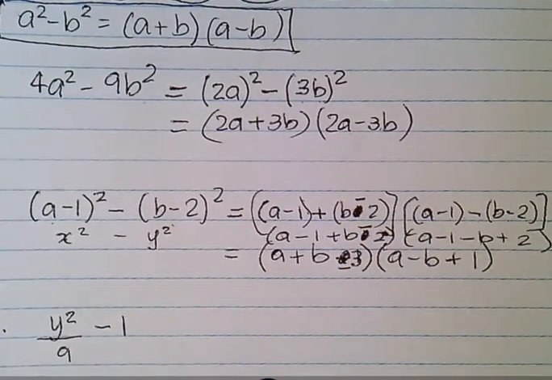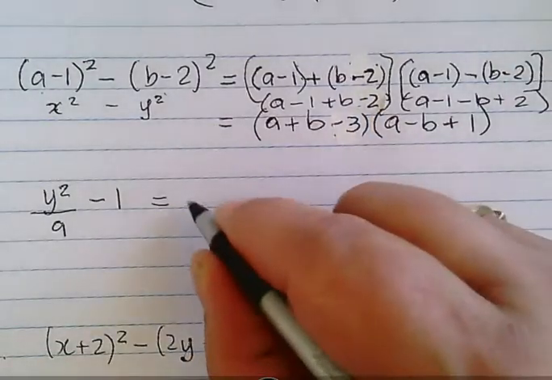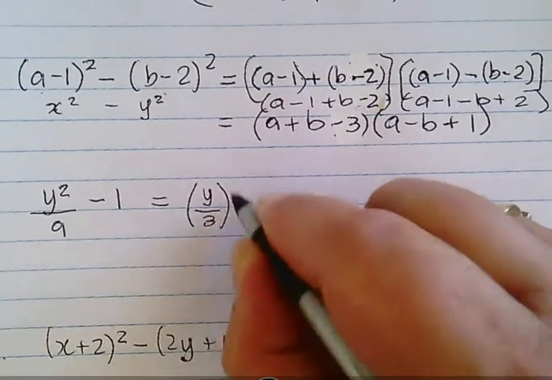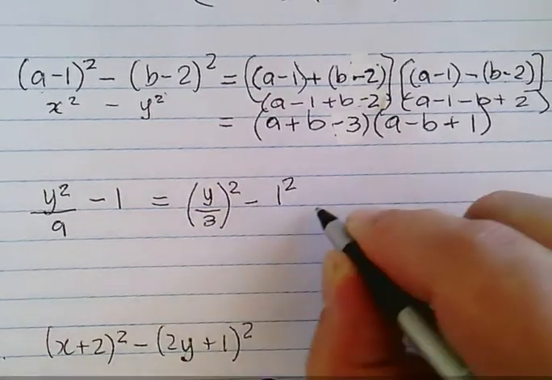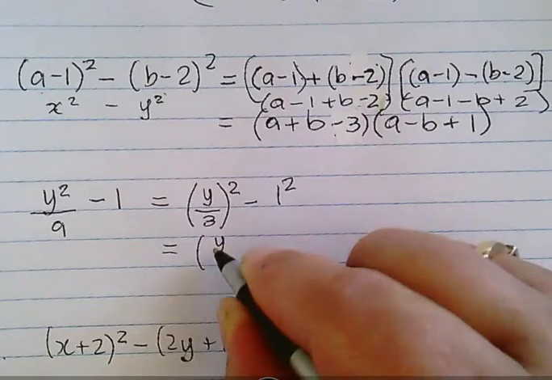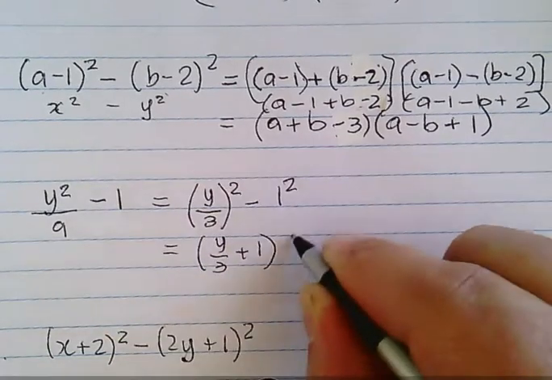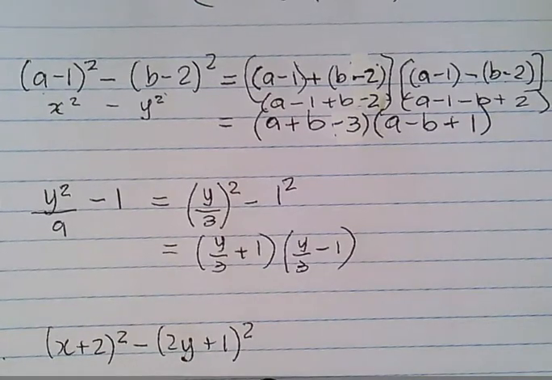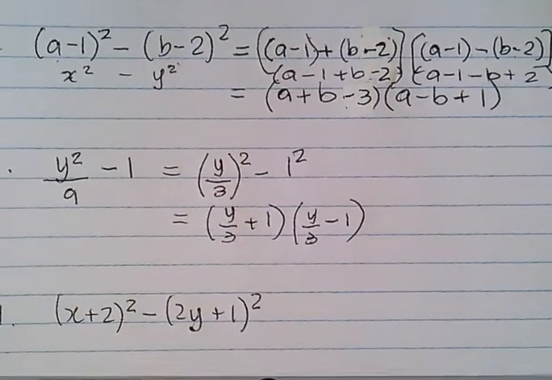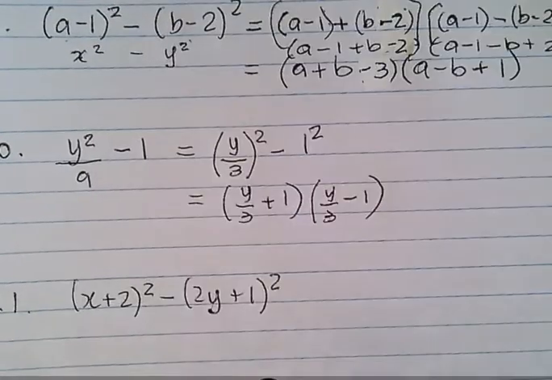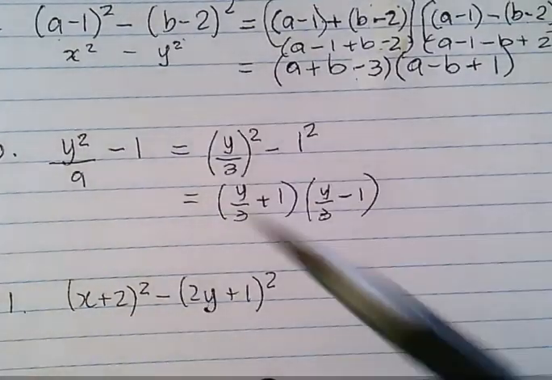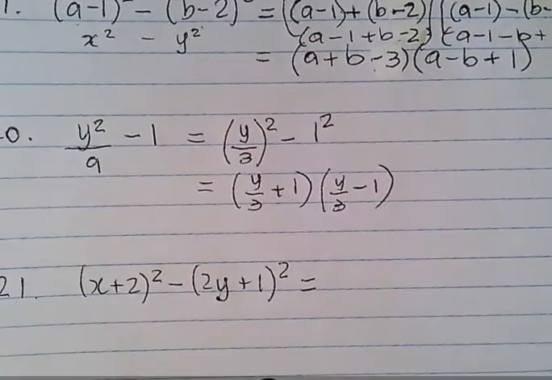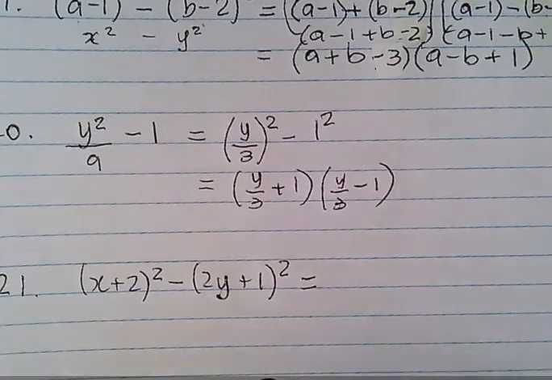Now, this one, how would you write it first up? y over 3 squared minus 1 squared is a plus b, a minus b. Okay? Just be careful with the next one as well. It's pretty much the same as that one up there. Why don't you just do it and not make a mistake like I did? So question 21 you can do, and then we'll look at 23.